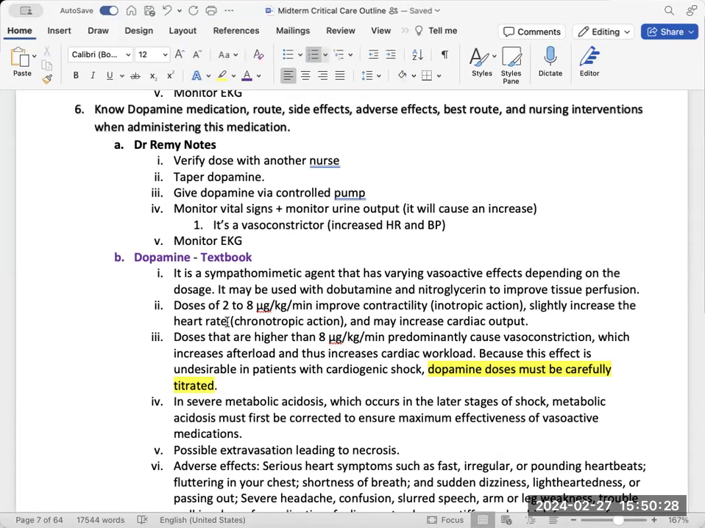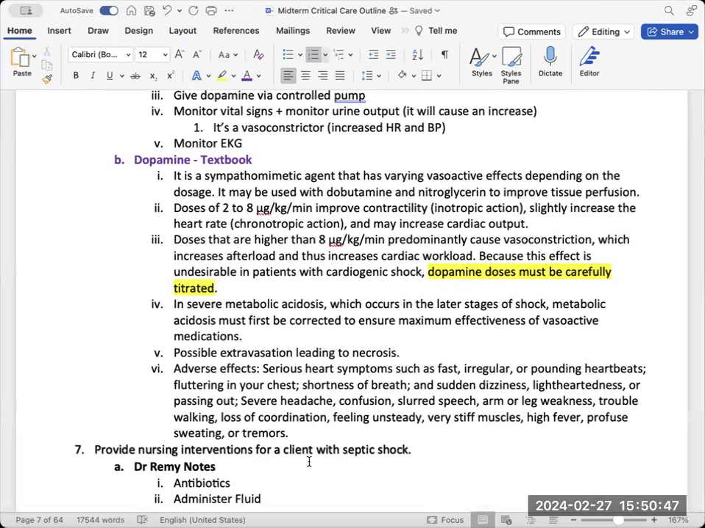We want to get the heart going, but not too much and overwork, okay? So that's why dopamine has to be very carefully titrated. It's only between, at least the textbook says, 2 to 8 micrograms per kilogram per minute. As well as things that I was saying in the textbook, right? I forget, this can be given through a potential central line. We have risk for extravasation and necrosis, and lots of adverse effects have to do with the heart, right?